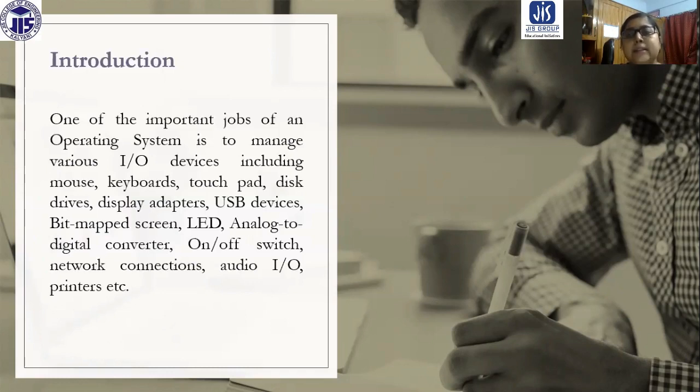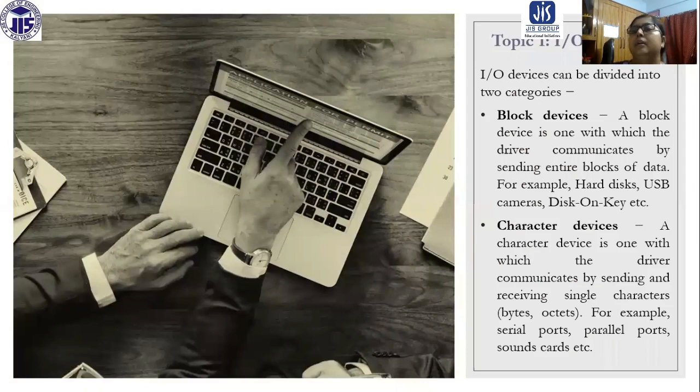The job of the operating system is to manage all those devices. That means relating all those devices with the processor or the activity of the processor. Now we are going to discuss those devices. So the IO devices are basically hardware.